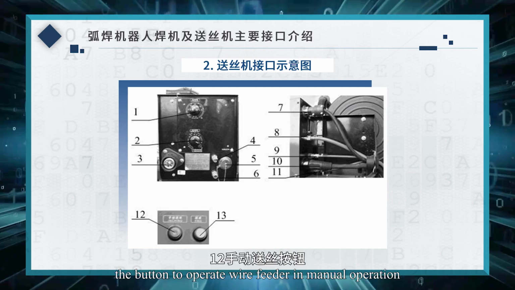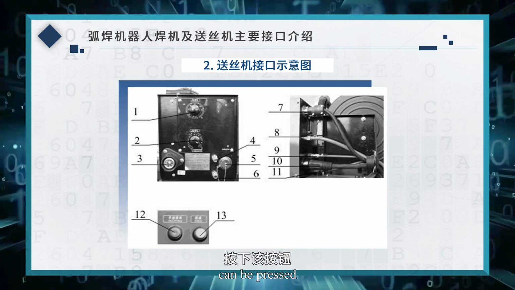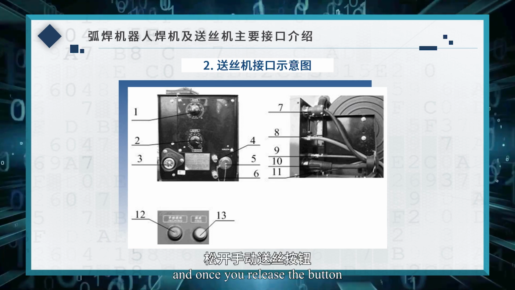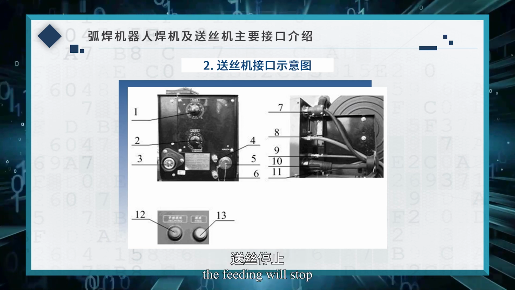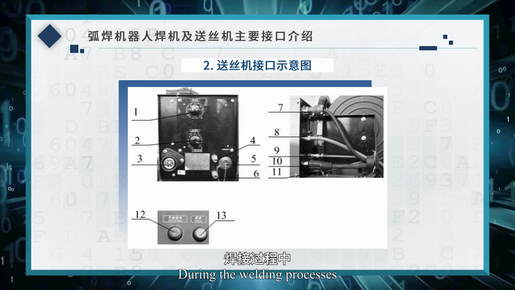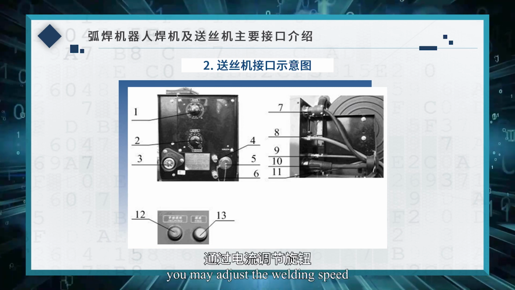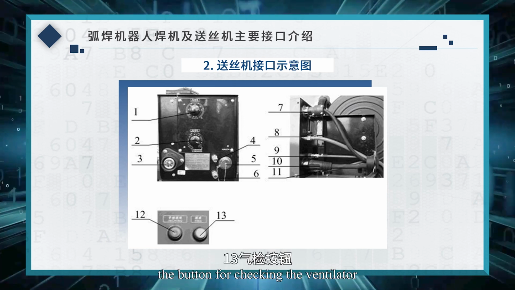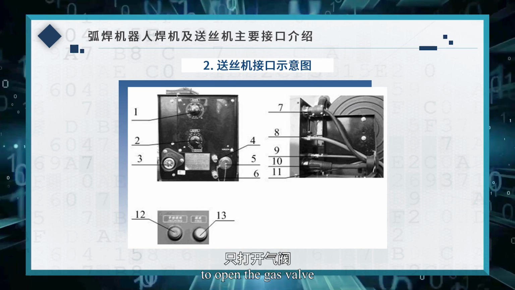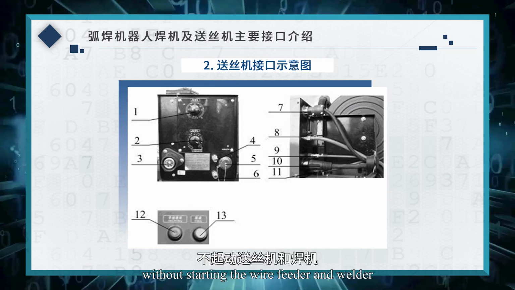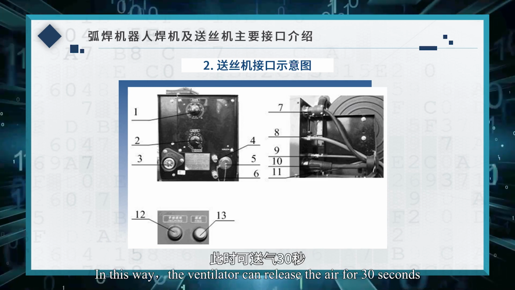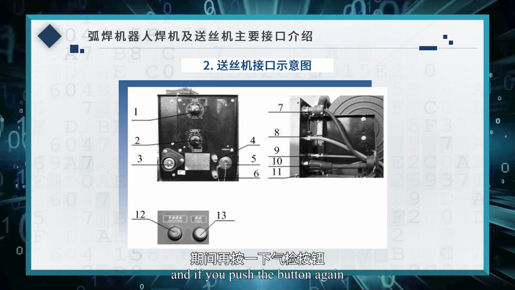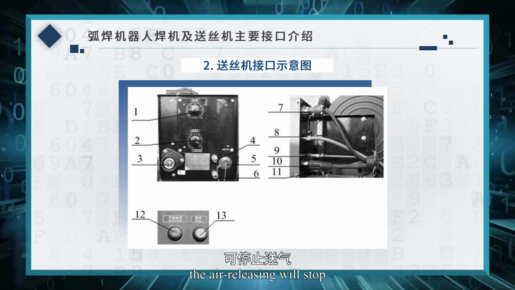The button to operate wire feeder in manual option can be pressed to start the wire feeder, conducting wire feeding, and once you release the button, the feeding will stop. During the welding processes, you may adjust the welding speed via the button to control the current. The button for checking the ventilator can be pressed to open the gas valve without starting the wire feeder and welder. In this way, the ventilator can release the air for 30 seconds, and if you push the button again, the air releasing will stop.